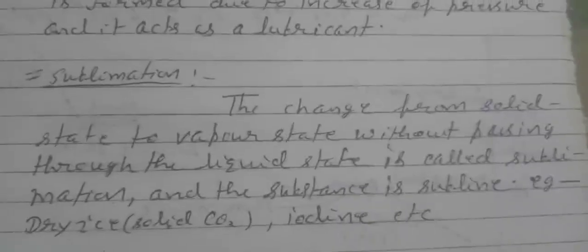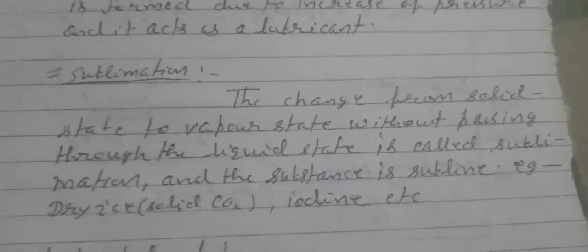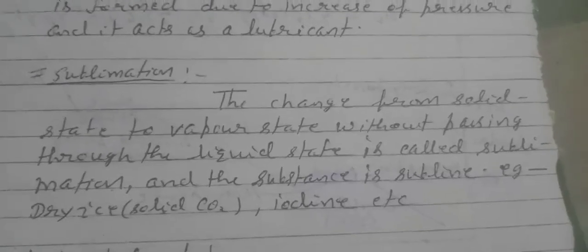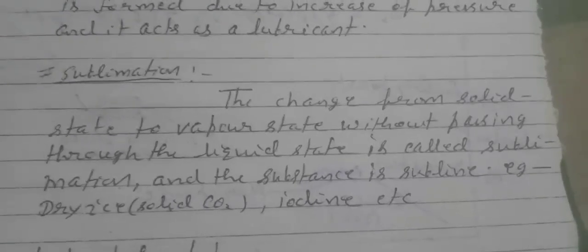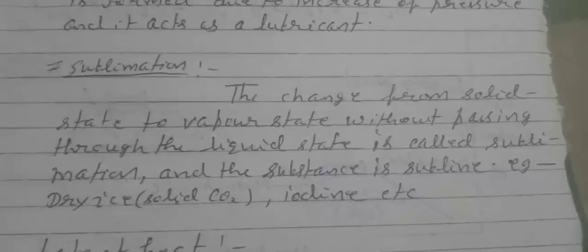Sublimation. The change from solid state to vapor state without passing through the liquid state is called sublimation, and the substance is called a sublime. Example: dry ice (solid CO2), iodine, etc.